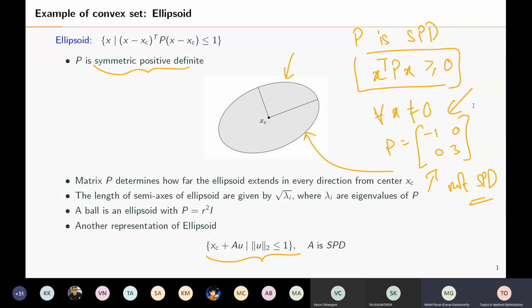Hyperbola, yes. If it has one negative and one positive, then it will be like a hyperbola. It's like x squared over a minus y squared over b, with denominators a and b, and so on. That will be the equation of a hyperbola. So that's the difference. If P is not symmetric positive definite, it's a hyperboloid. So I can already define a hyperboloid.